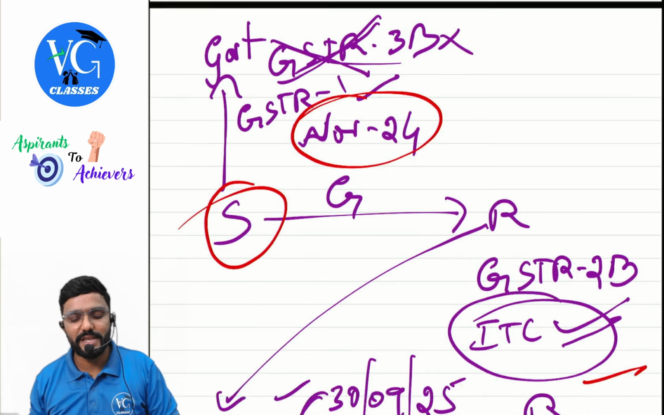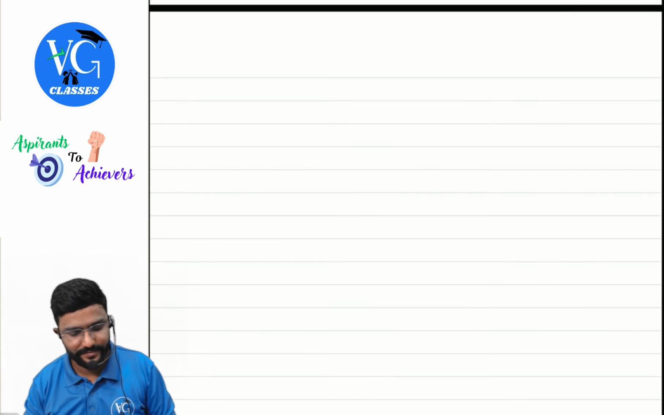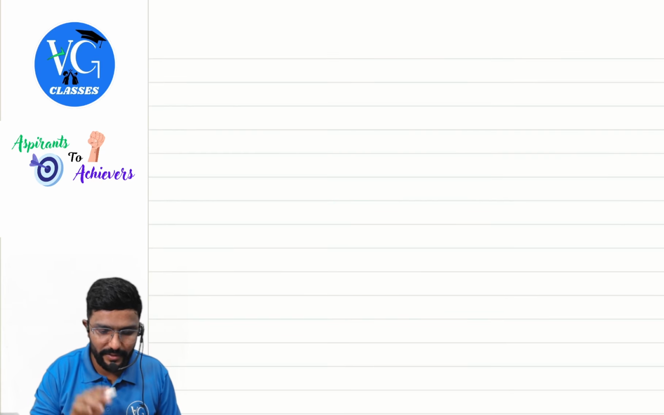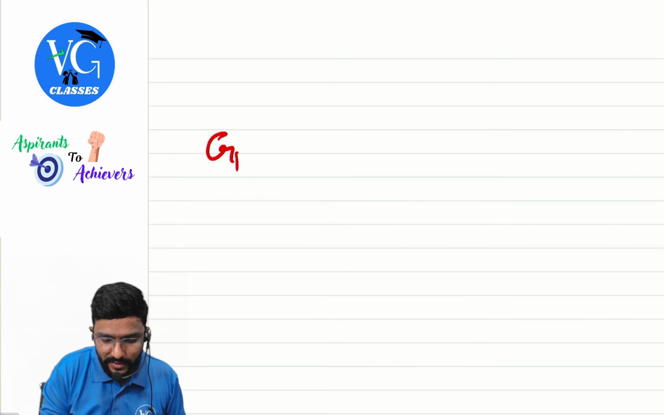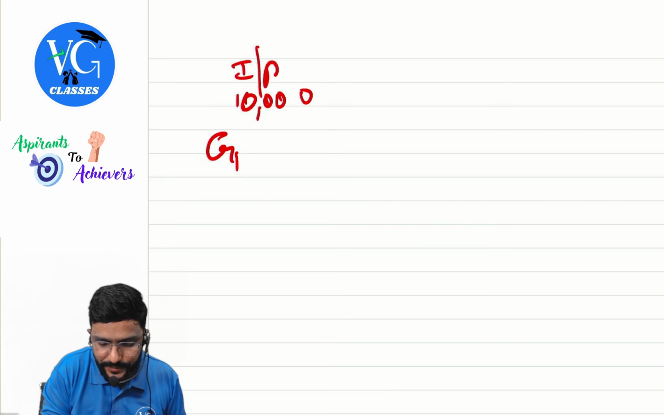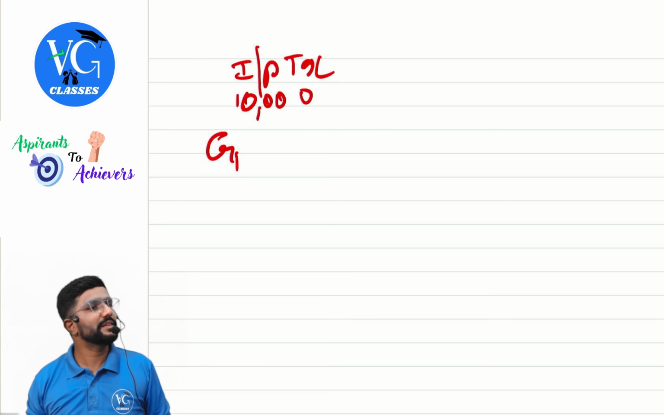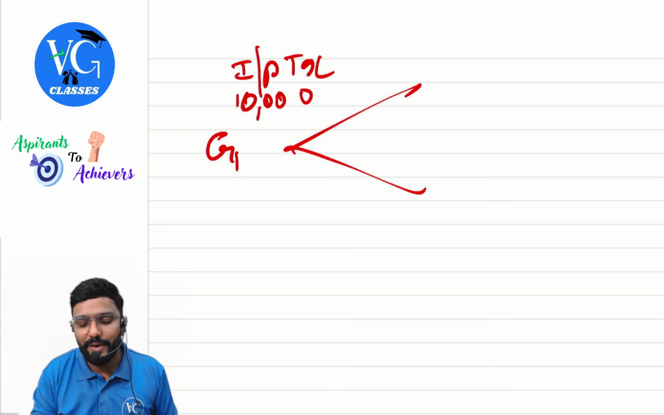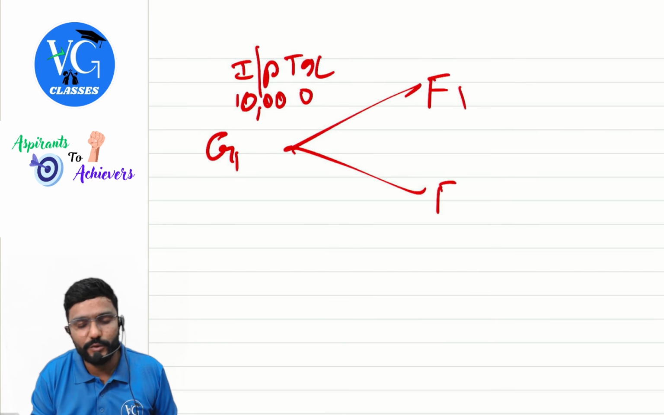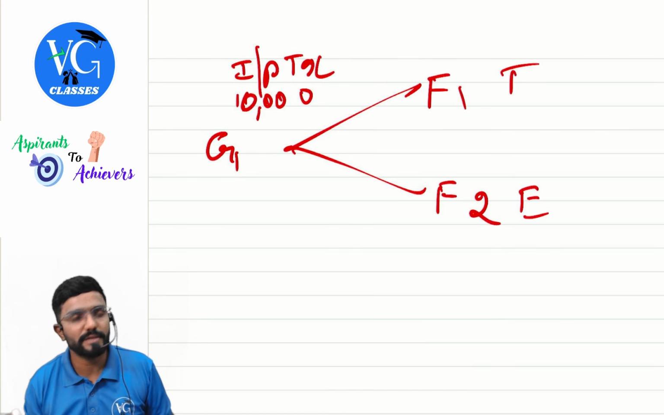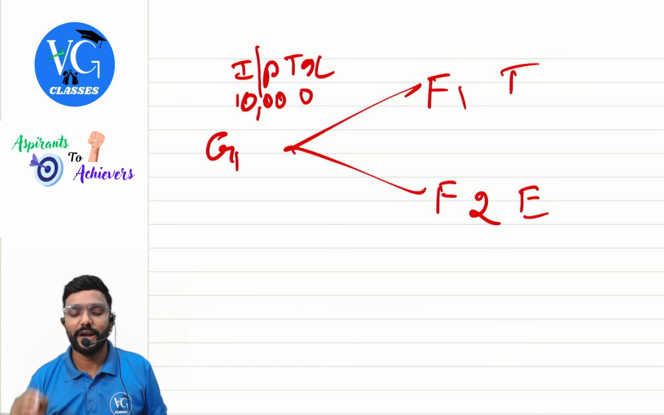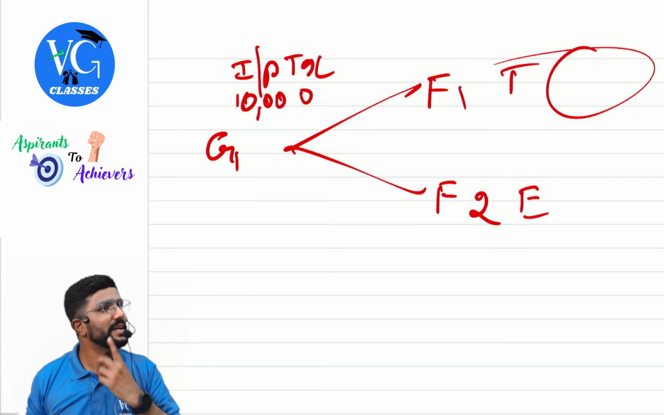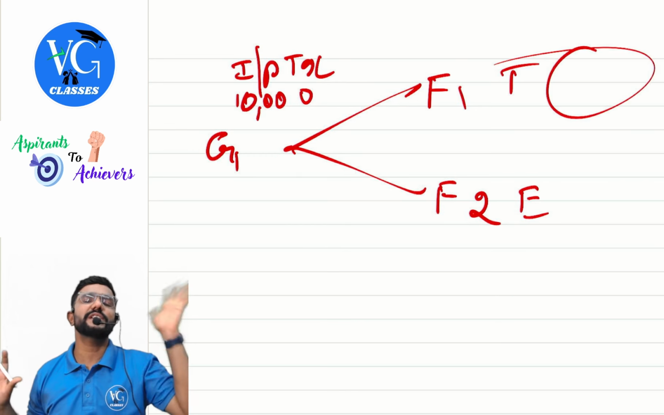But listen, guys. Sir, what if it is partly? Means, sir, I have purchased one goods G1. I have paid 10,000 input tax against it. I am using this to provide two outputs, F1 and F2. One is taxable, one is exempt, sir. Can I claim the full 10,000 credit? No. I have to claim only proportionately. And how this calculation is done is not a part of your syllabus.